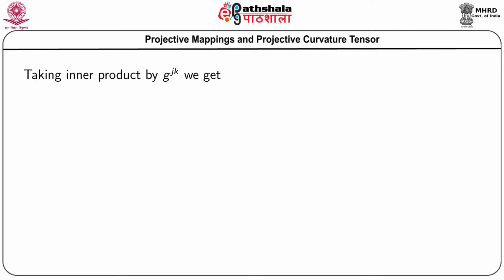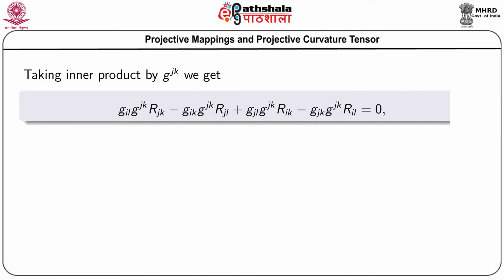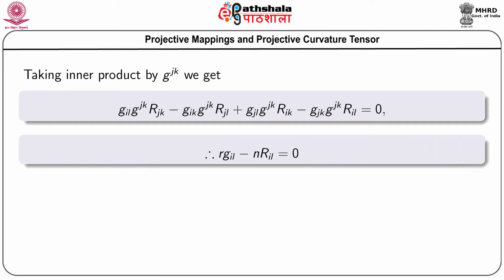Now, taking the inner product by g^jk, the contravariant part of g_jk, we get this expression, and simplifying this one, because we know that g_il g^jk equals n and g^jk R_jk equals R, the above expression will come to this form.